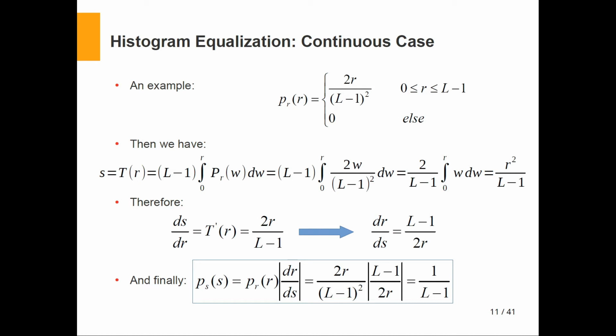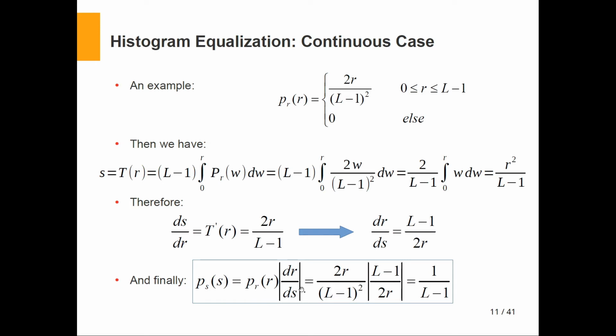So now let's just compute the derivative of this function with respect to R. The derivative of R squared with respect to R is going to be 2R, and then L minus 1 in the denominator, it is a constant that will be unchanged. So the derivative with respect to R is going to be 2R over L minus 1, which means that the inverse of this function is going to be dr over ds equals L minus 1 over 2R.